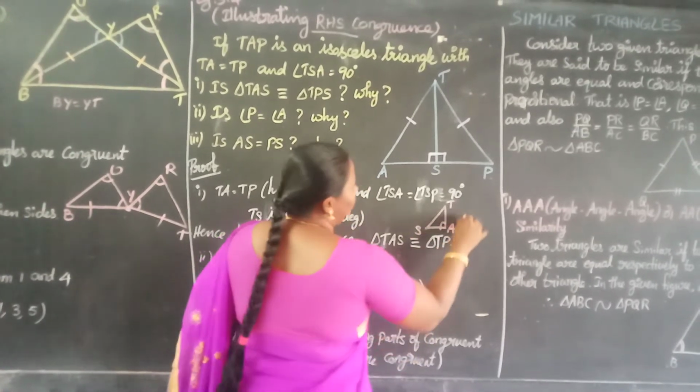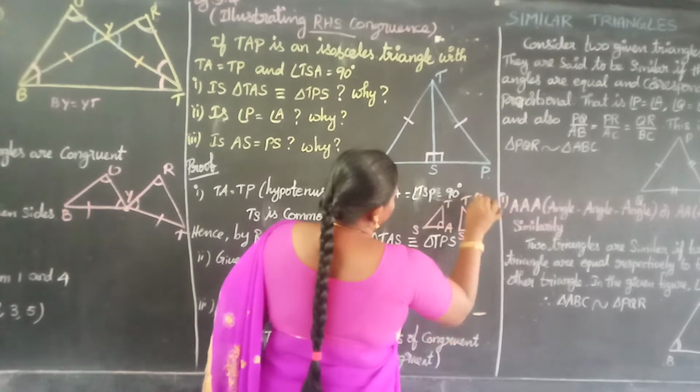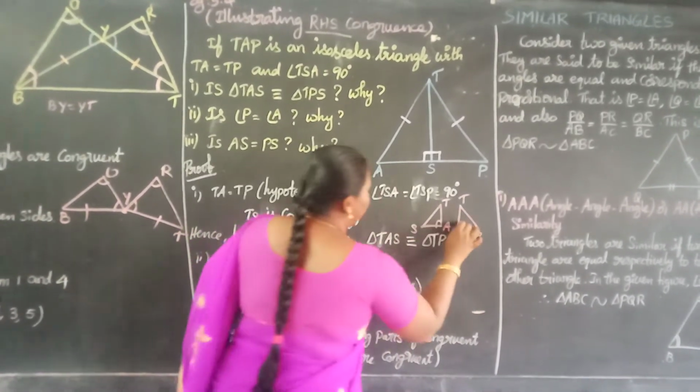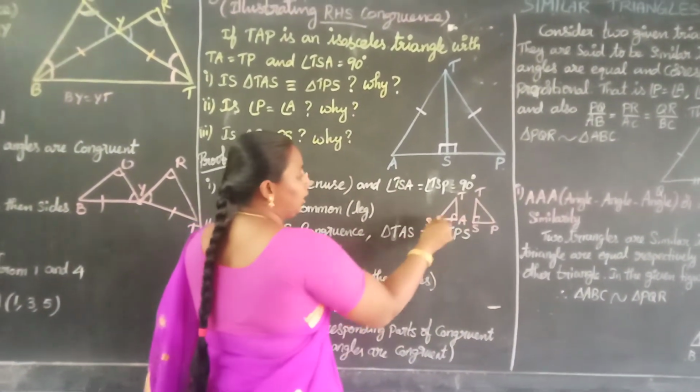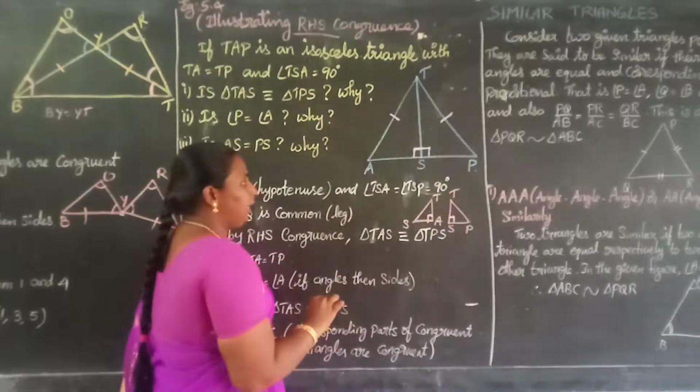Here is 90 degrees. Then triangle TSP. Here the angle is 90 degrees. So one of the angles is 90 degrees. Okay, so the right angle is at S. So what is the hypotenuse?